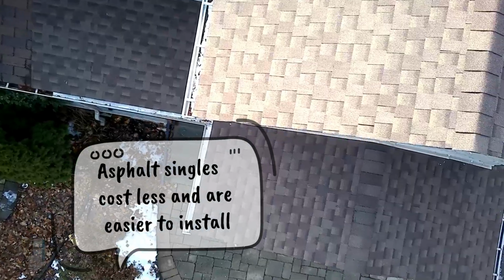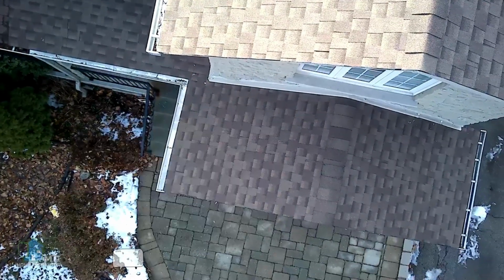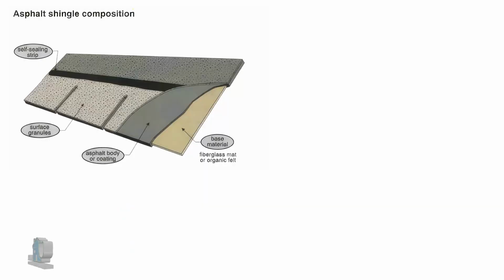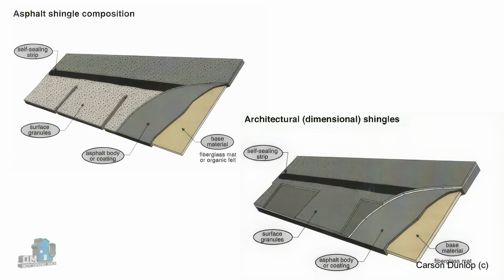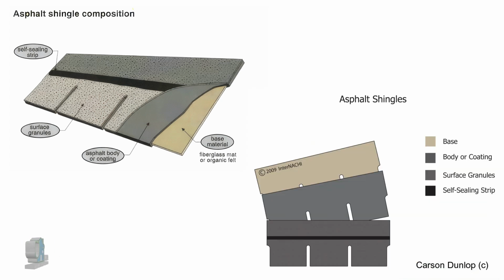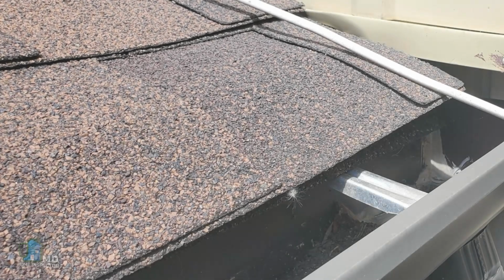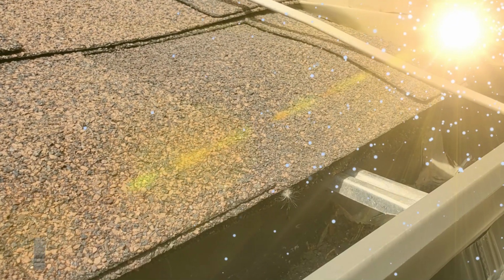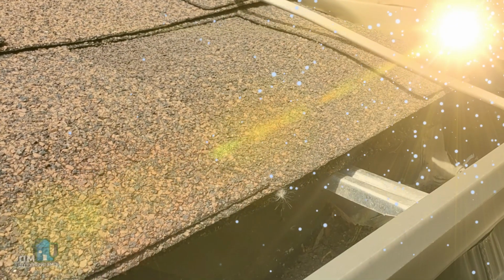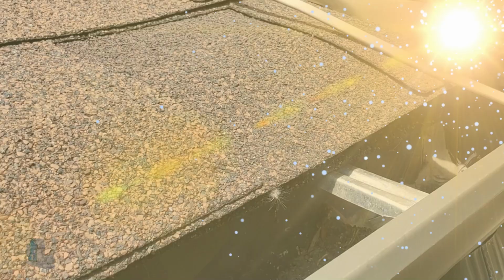Now, the first thing to know about asphalt shingles is that there are two types, 3-tab and architectural shingles. It's important to know which one is installed on the roof. The 3-tab shingles are considered the cheaper version, which consists of a base material like fiberglass mat, then asphalt coated, and then finally on top, surface granules. The surface granules are important in protecting the material from ultraviolet rays and protecting the underlying layers.